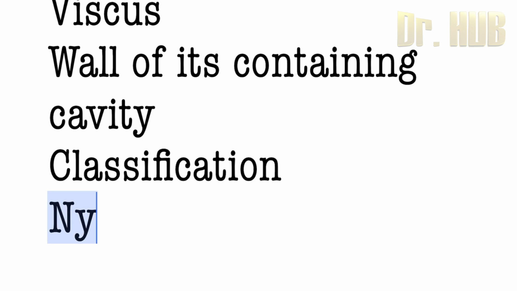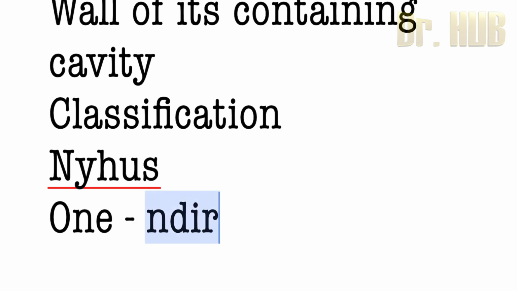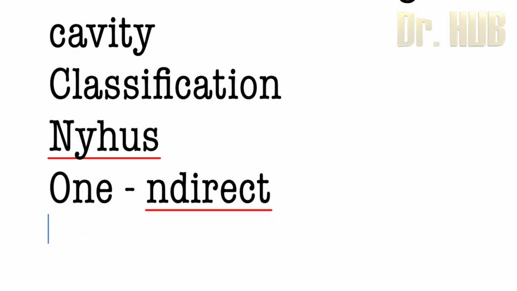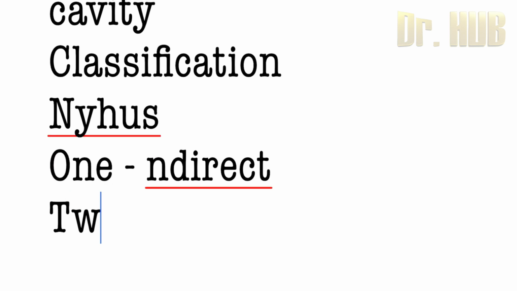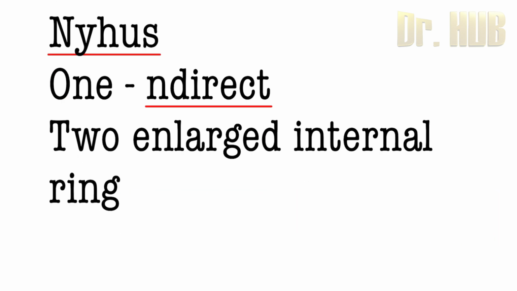So what is this? As per the Nyhus classification, type 1 means it is an indirect hernia with a normal internal ring. Then comes the indirect hernia with an enlarged internal ring. So type 2 is where there is an enlarged internal ring.